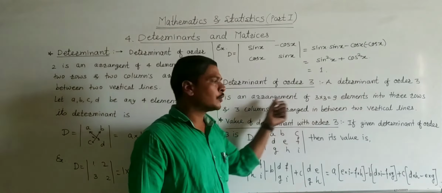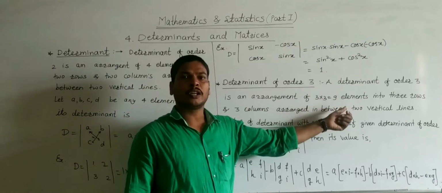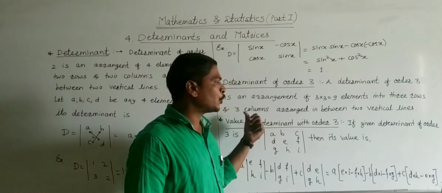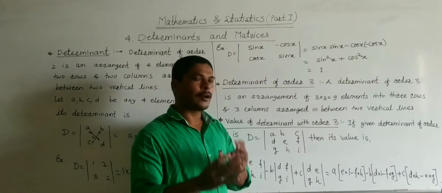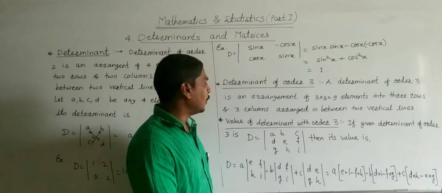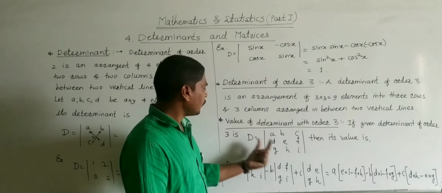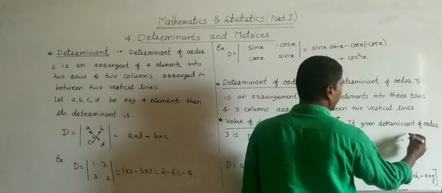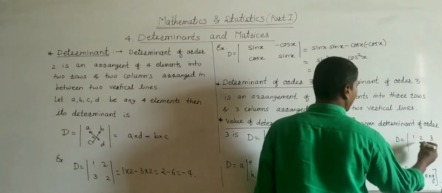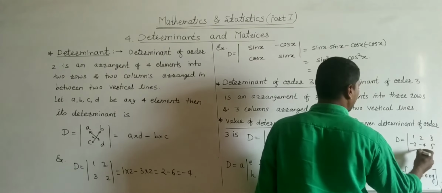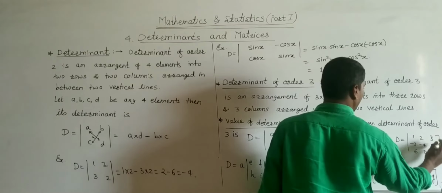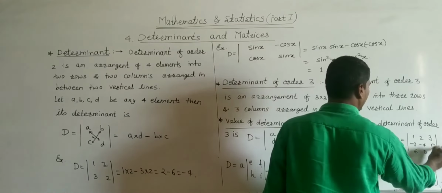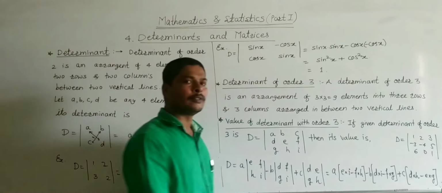A determinant of order 3 is an arrangement of 3 into 3, that means 9 elements, in 3 rows and 3 columns which are arranged in between two vertical lines. So this is one particular example, or we can write another particular example. D is equal to |1 2 3; -4 5 6; 0 1 ...|. Okay, so this is the determinant of order 3. One particular example of determinant of order 3.